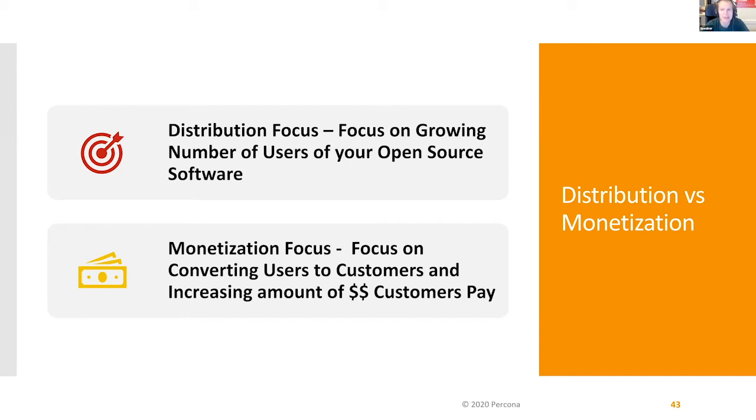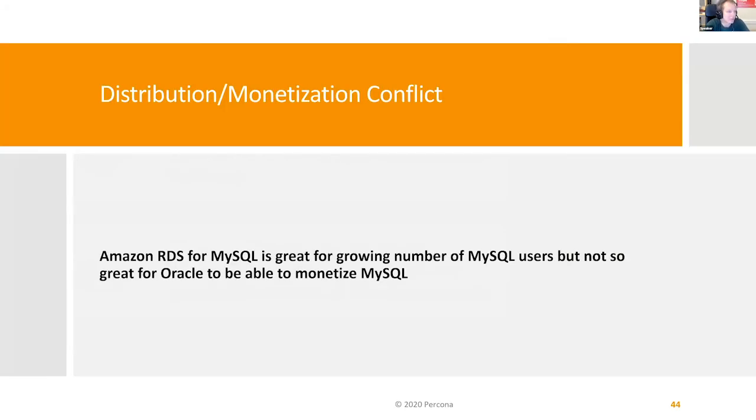Those two really come into conflict, right? For example, you can think about Amazon RDS as saying, hey, that thing is great for growing the number of MySQL users, but it is not so great for Oracle trying to monetize MySQL, because, well, Amazon is monetizing them in this case, not Oracle.